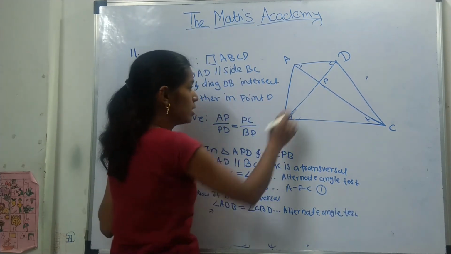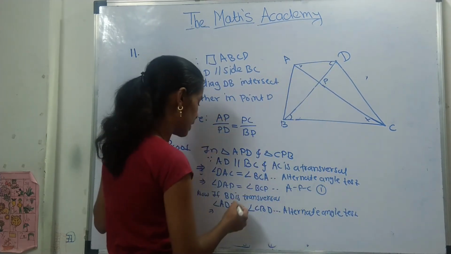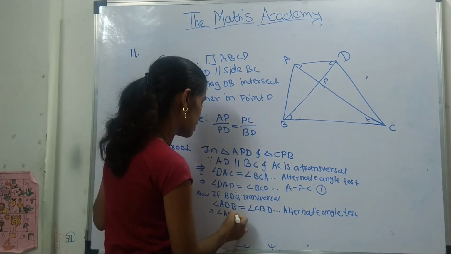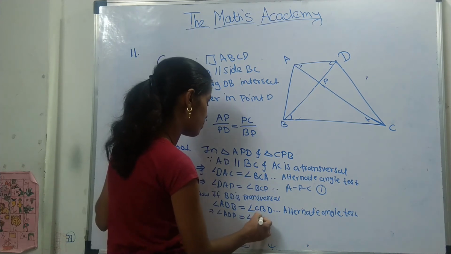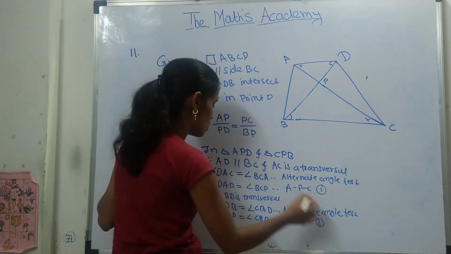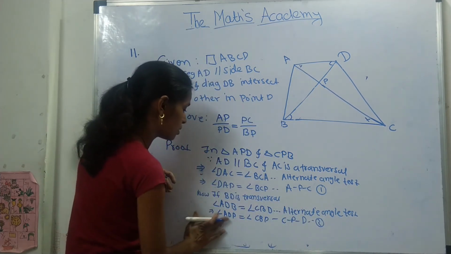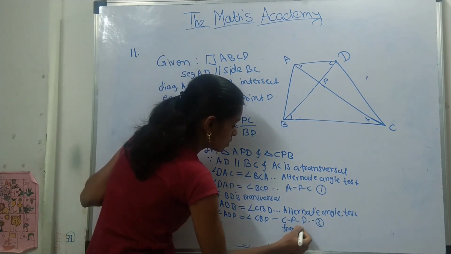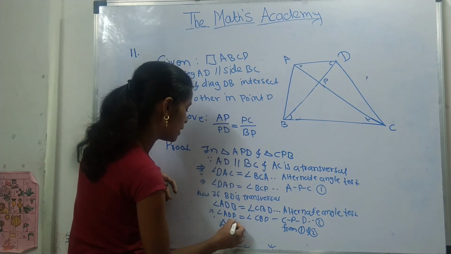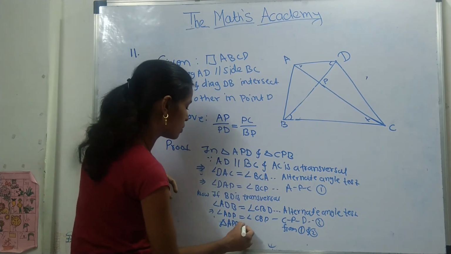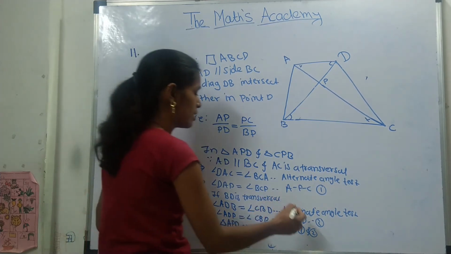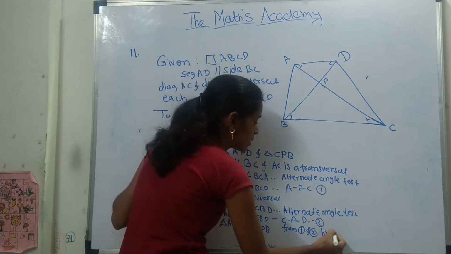This implies, then again, as P is the intermediate point of B and D, so angle ADP is equal to angle CBP, since C'P'D second. So from 1 and 2, what will we get? Triangle APD is similar to triangle CPB by a test of similarity.